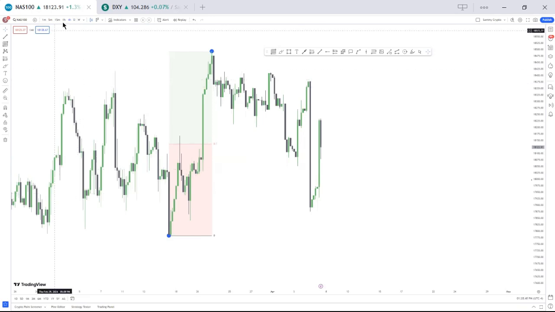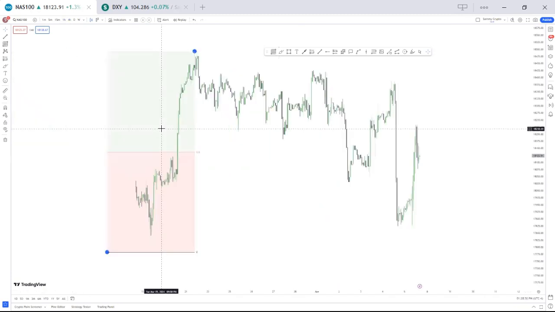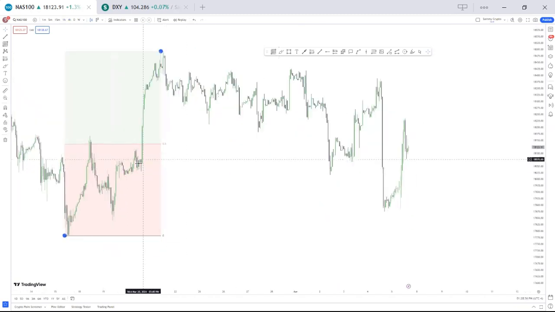Now you go to the 1 hour time frame. At this point, I don't want to look for a draw on liquidity on the 4 hour time frame because I'm a day trader, right? So I'm going to the 1 hour time frame. Now, what am I looking for on the 1 hour time frame? I'm looking for a draw on liquidity or a PDRA that's in the discount.